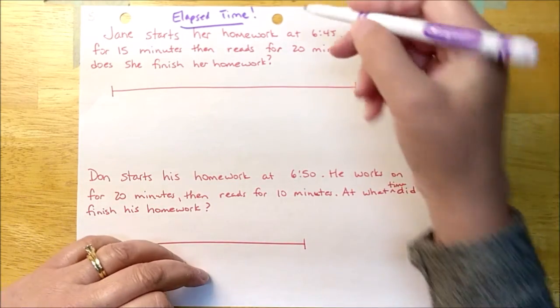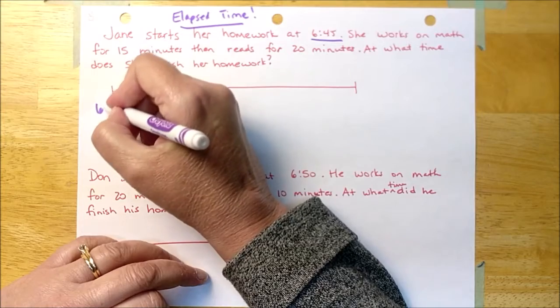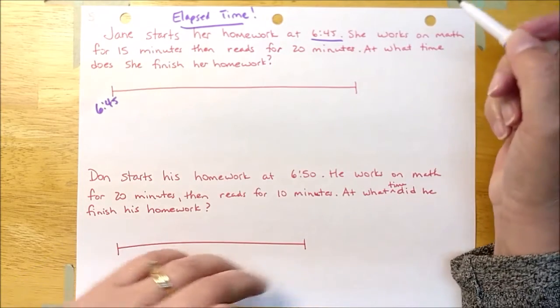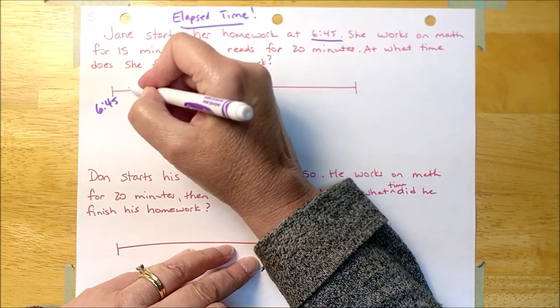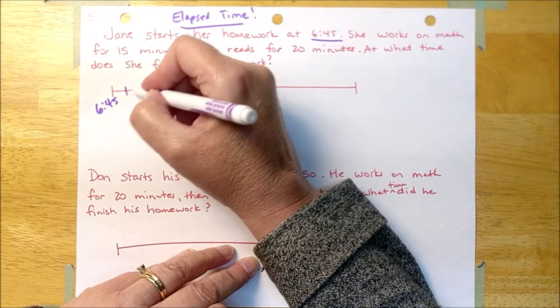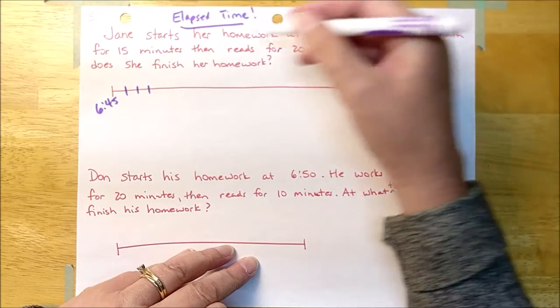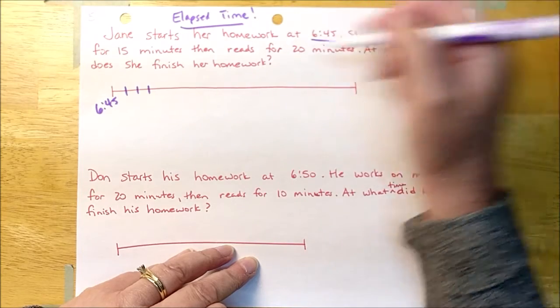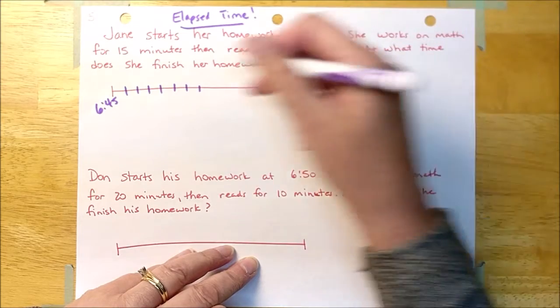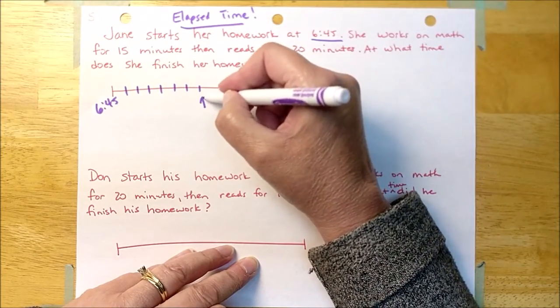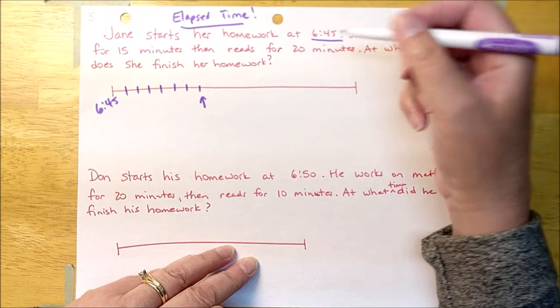So we know that Jane starts her homework at 6:45. So that's the beginning of our timeline, 6:45. She works on math for 15 minutes. So I'm going to add 15 minutes and I'm counting by fives. 5, 10, 15. Then she reads for 20 minutes. 5, 10, 15, 20. At what time does she finish her homework? So what time is that? That's what we've got to figure out.